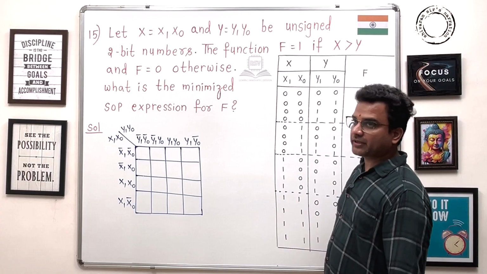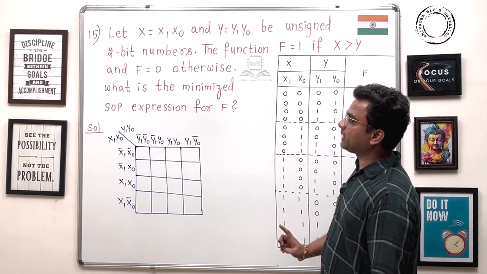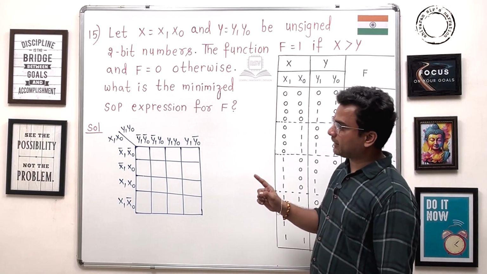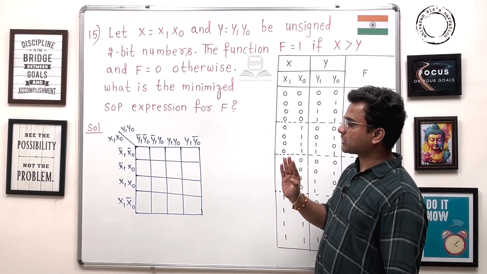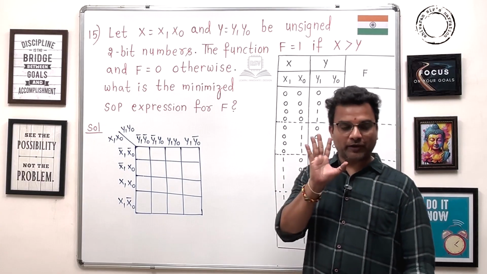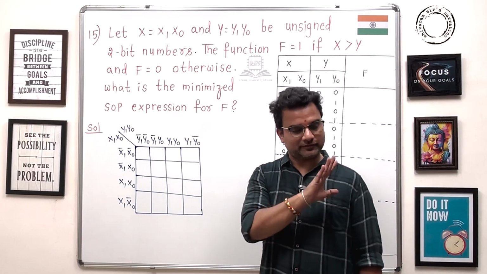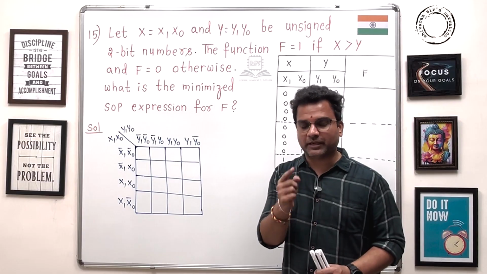Let x equal x1 x0 and y equal y1 y0 be unsigned 2-bit numbers. The function f is equal to 1 if x is greater than y, and f is equal to 0 otherwise. What is the minimized SOP expression for f? Whatever you are watching here, the red color one is the question. Now we want to get the minimized SOP expression.